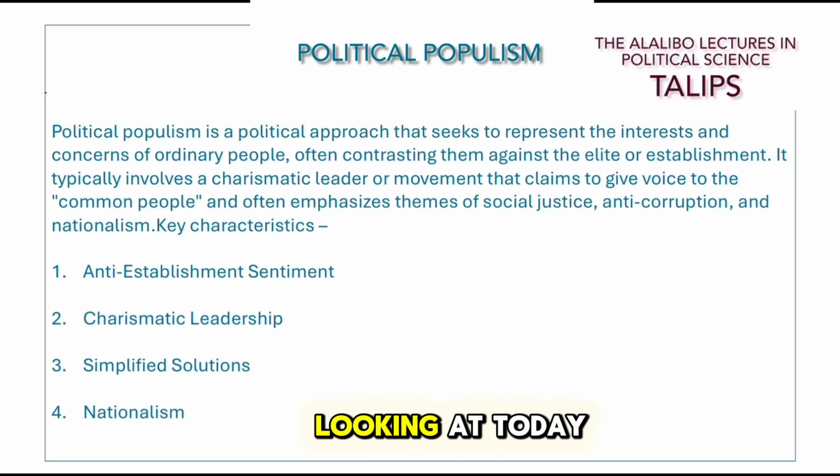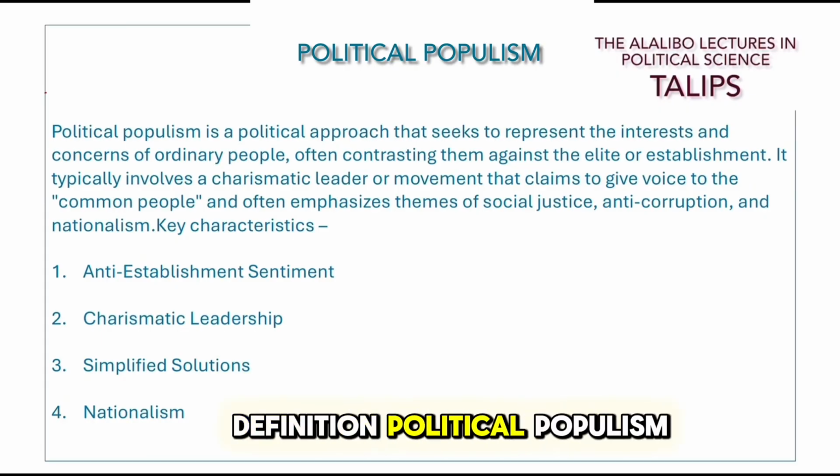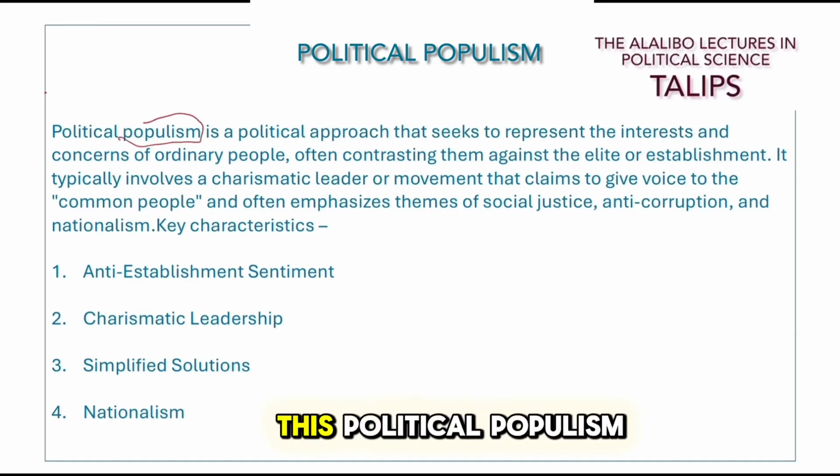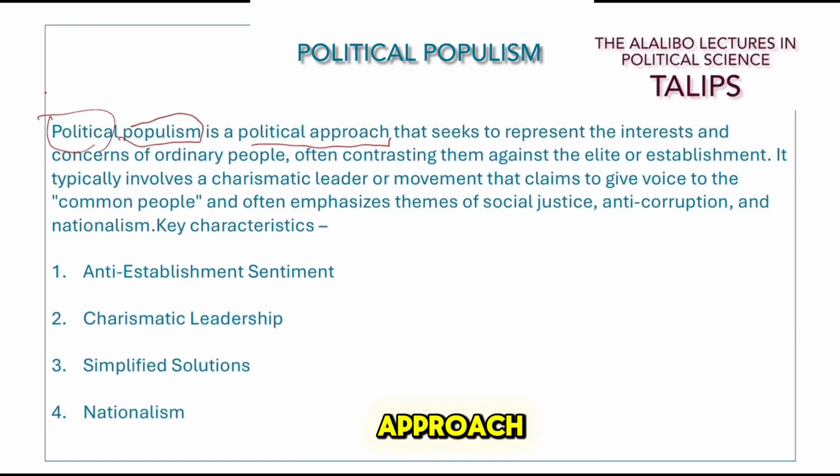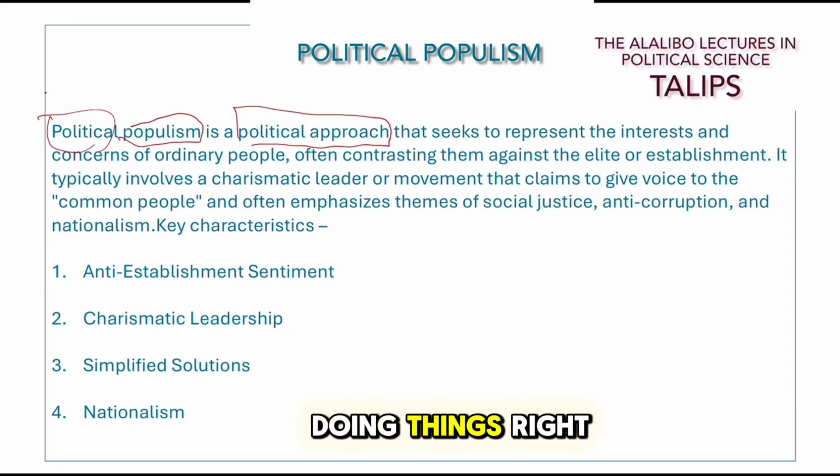So that's what we're going to be looking at today, students, to begin to understand this term and how it's instrumental in the grand scheme of things. Let's begin with definition. Political populism, so let's highlight this. Political populism, it's a political approach, a way of doing things, right? That's what it means. A way of doing things that seeks to represent the interest.